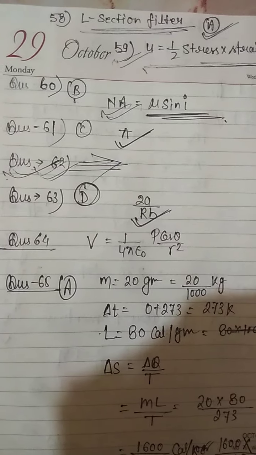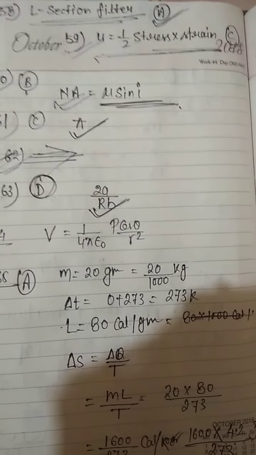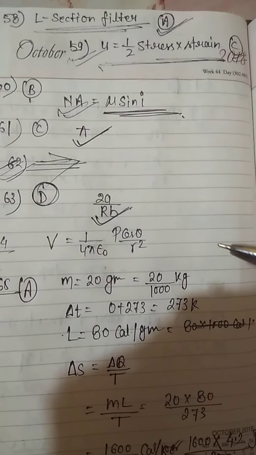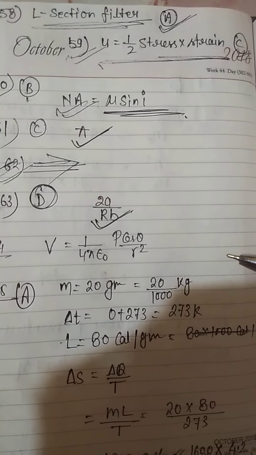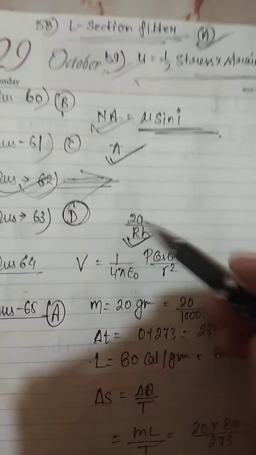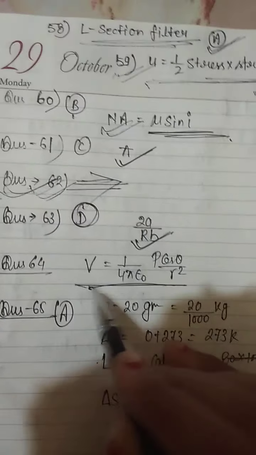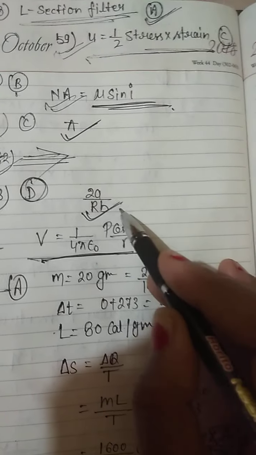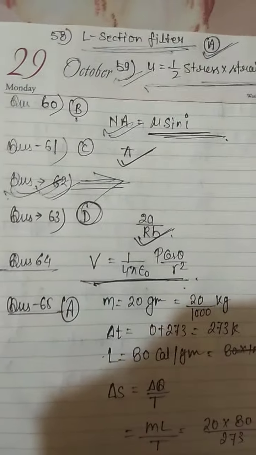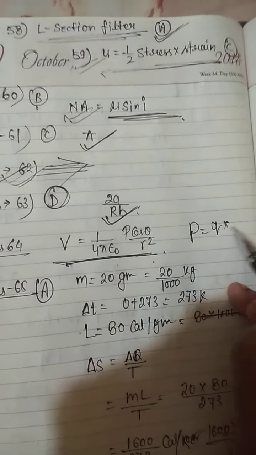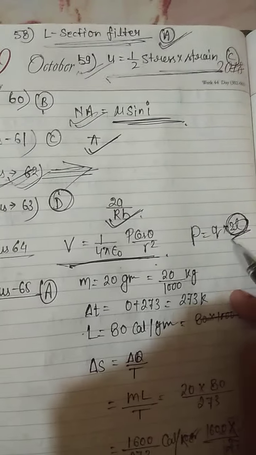Question number 64. This one is also a directly asked question. The electric potential due to dipole P at a point distant r from it and in the direction theta from the dipole is. This is the direct formula, 1 by 4 pi epsilon naught, P cos theta upon r square, where P is the dipole moment. P is equal to Q into 2L, where 2L is the distance between two charges.